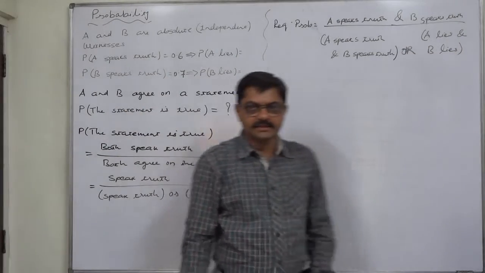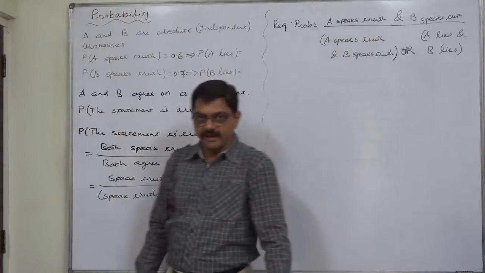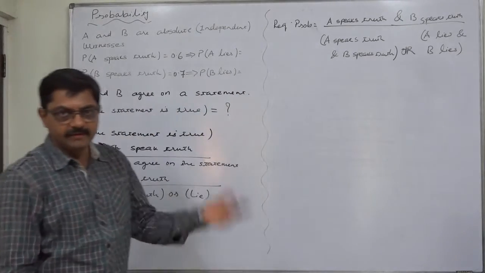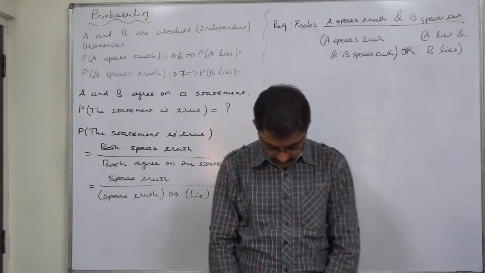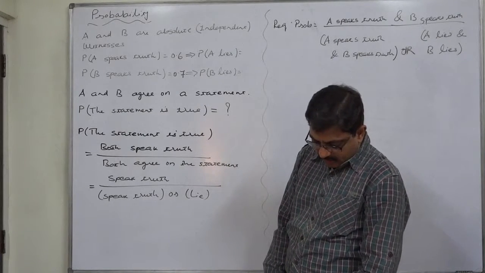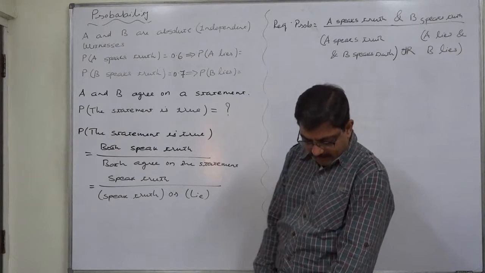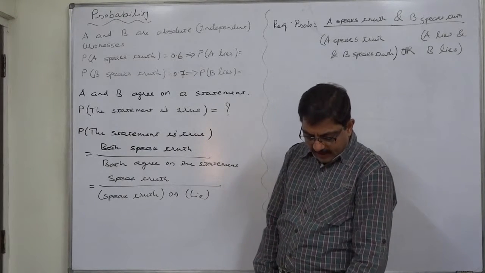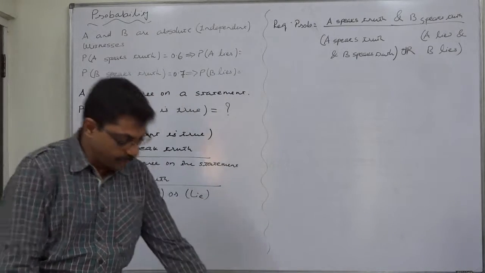Hello and welcome friends. We are here with a similar type of case which we have already discussed in the previous lecture, but now with some statistical information. The case is: the probability that A speaks truth is 0.6, the probability that B speaks truth is 0.7. A and B agree on a statement. Find the probability that the statement is true.